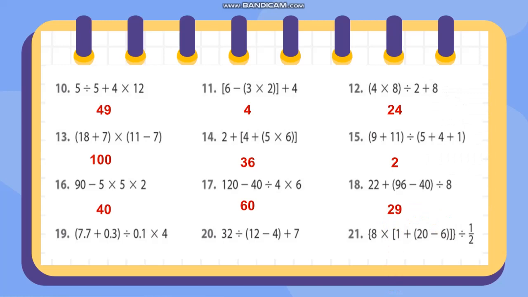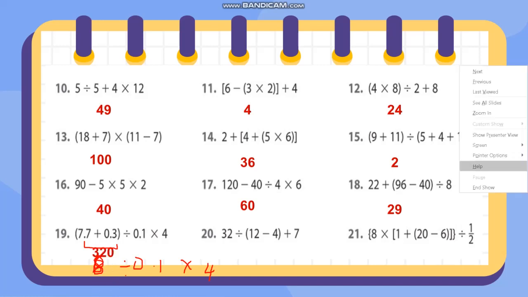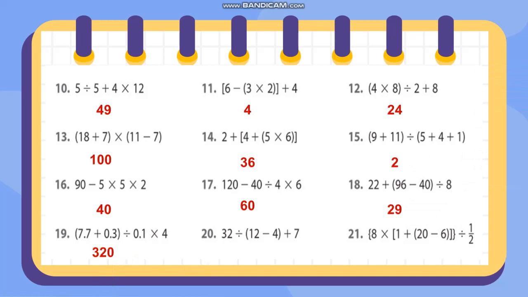Next, question number 19. 7.7 plus 0.3 divided by 0.1 multiplied by 4. So what we are going to do here is simply add 7.7 plus 0.3, and that is equivalent to 8. So 8 divided by 0.1, then multiply by 4. So 8 divided by 0.1, the answer is 80, and 80 multiplied by 4, that's why the final answer is equivalent to 320.